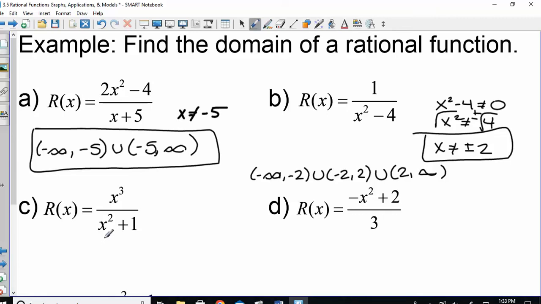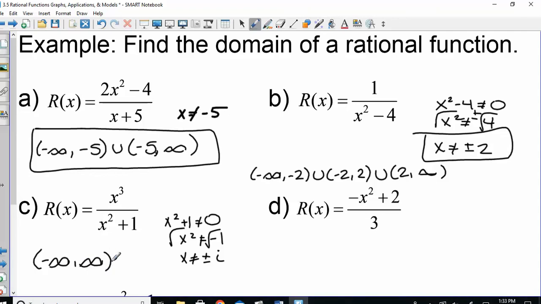All right. C. What would make x squared plus 1 equal 0? It's an i, isn't it? You get plus and minus i. In terms of a graph, do we graph the imaginary numbers? So what would our domain be? Negative infinity to positive infinity. If the number that x cannot equal is imaginary, we're worried about the graph, so x could be anything on our graph.